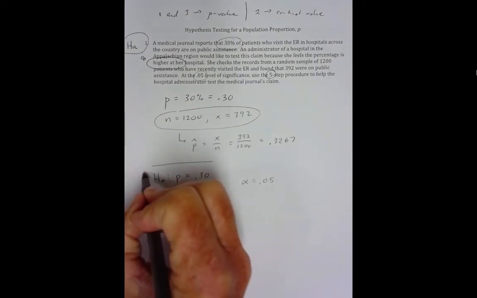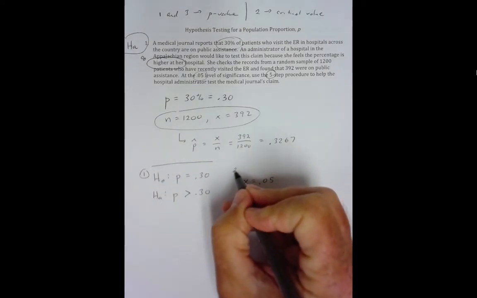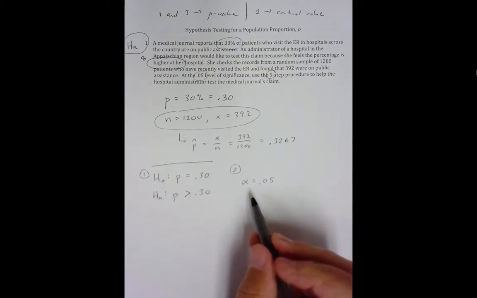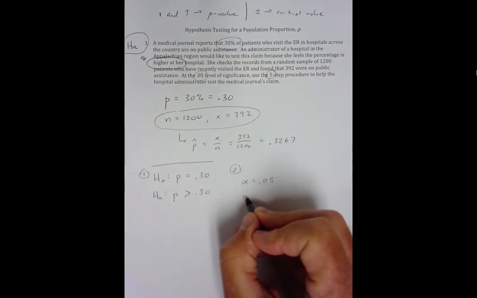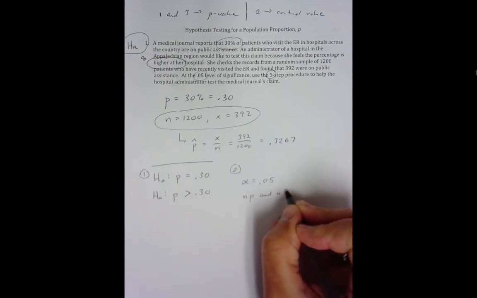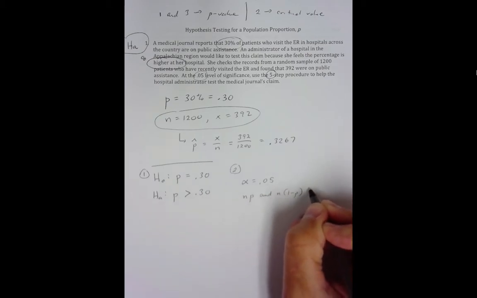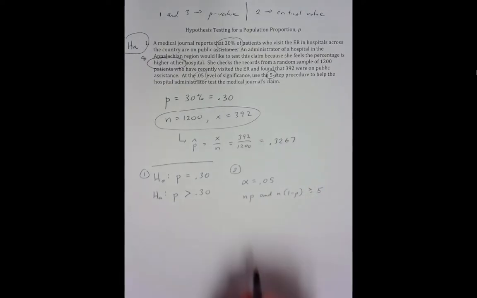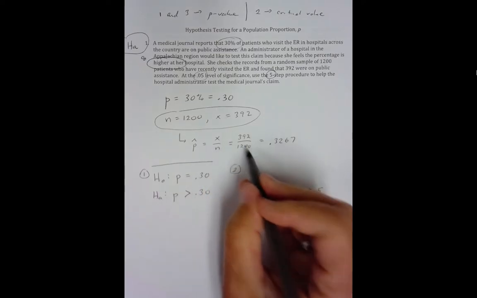Now, this is the first part, and this is the second part. Also in this part, we have to check the conditions of the problem. And it turns out that we need n times p and n times 1 minus p to both be greater than or equal to 5. So n in our case is 1,200.